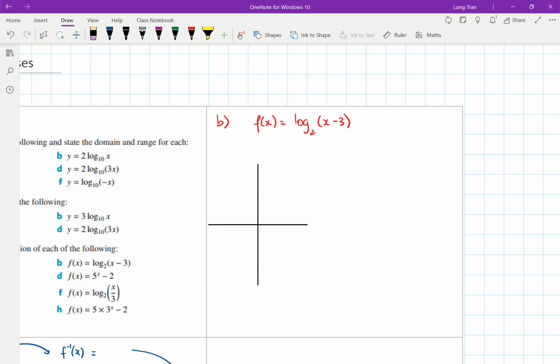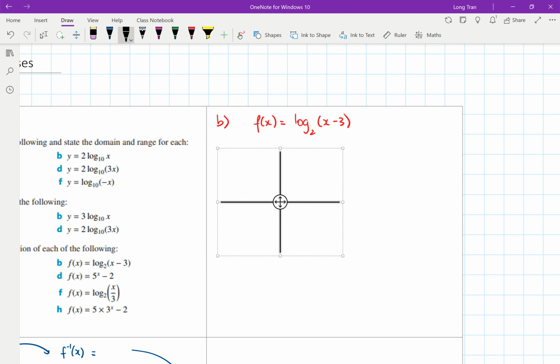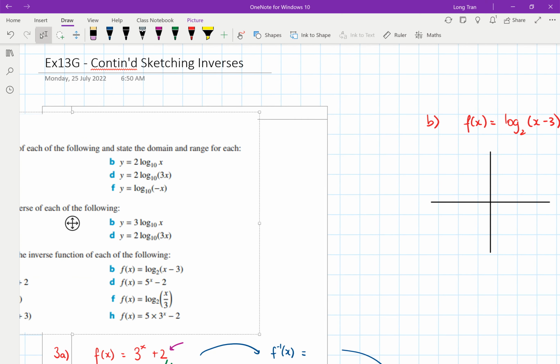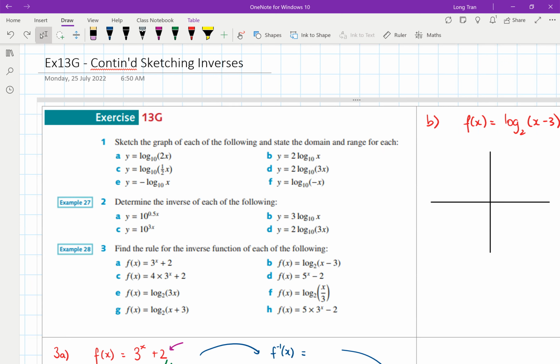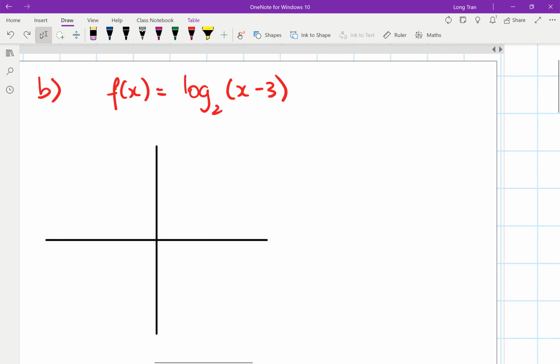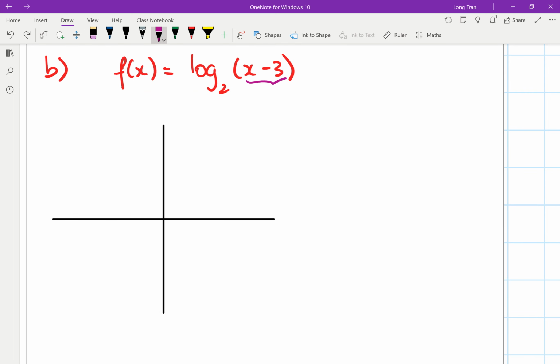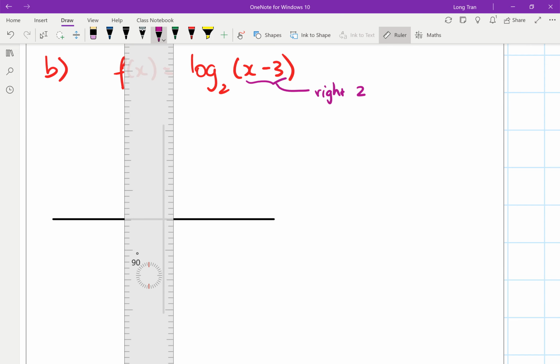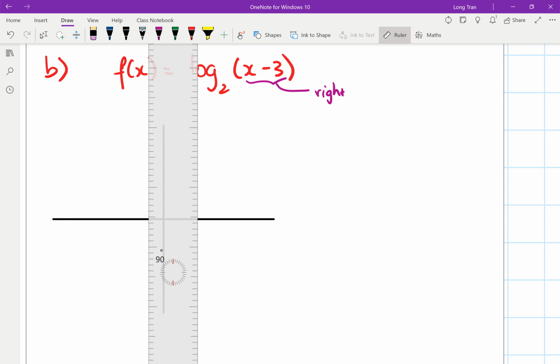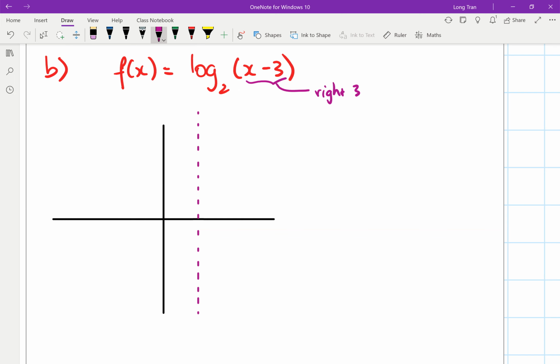I'd do a really rough sketch over here. So again, x minus 3, we know this is going to move to the right by 3. And that means the asymptote is a vertical asymptote. I'm going to say this is at x equals 3. Remember it's x, not y. And the logarithmic graph looks pretty simple there. There's no negative, so it's the same shape as it should be. That's my f of x function.